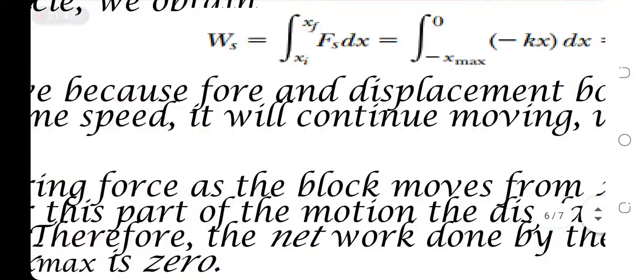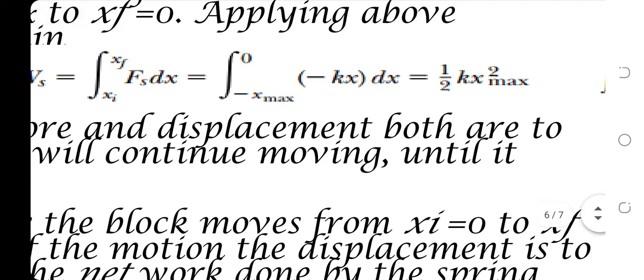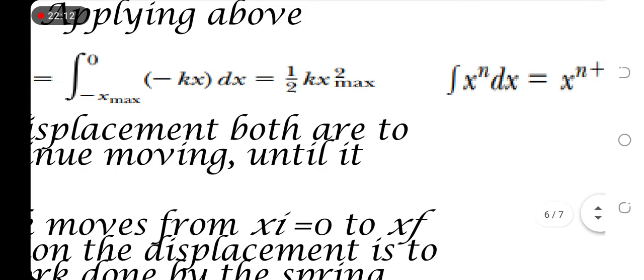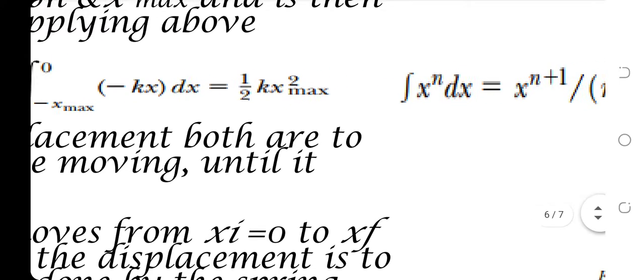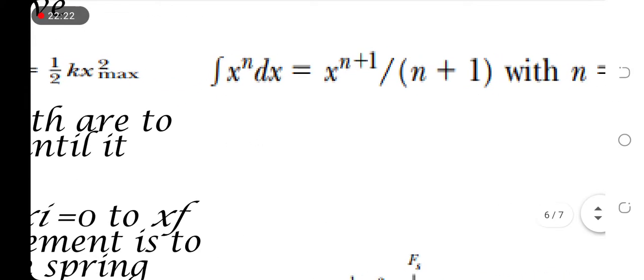Ws equal to the integration from xi to xf of Fs dx. We have started the motion from the extreme to the mean position, that is here written minus x maximum to 0, putting the value of Fx, so we get the final result as 1 by 2 k x maximum square.